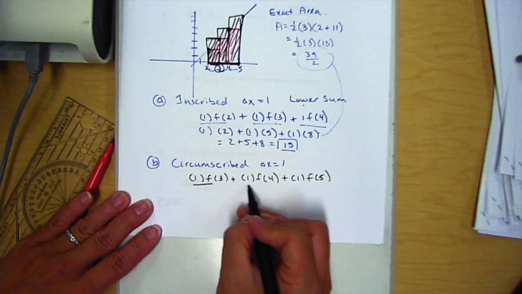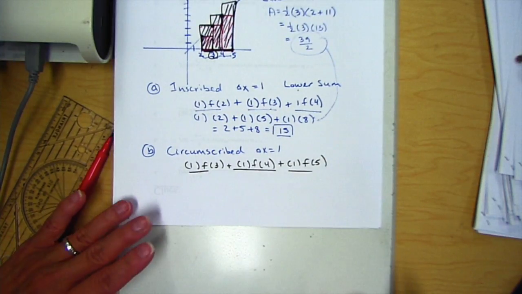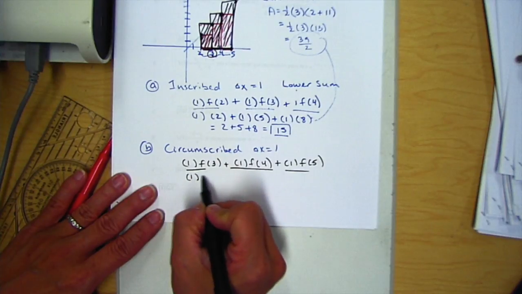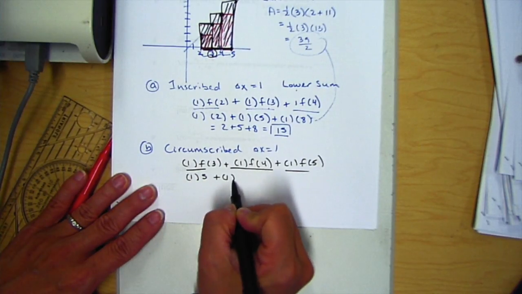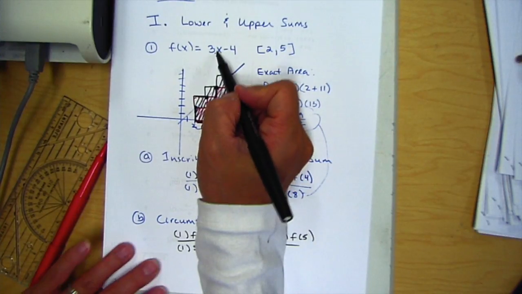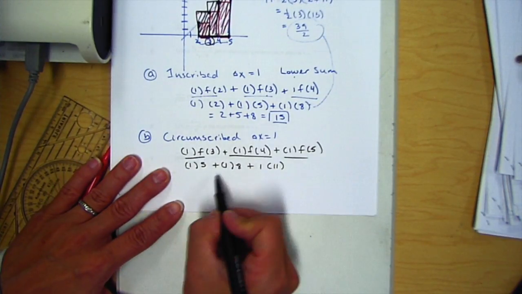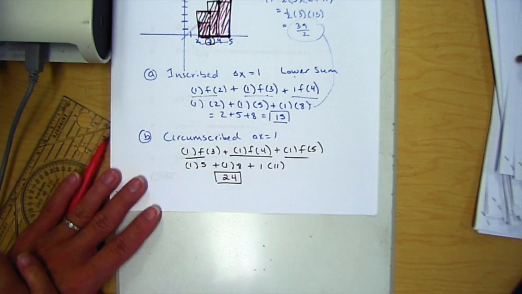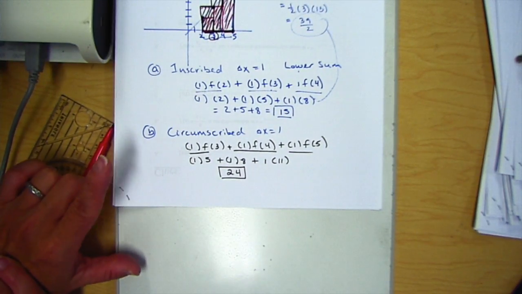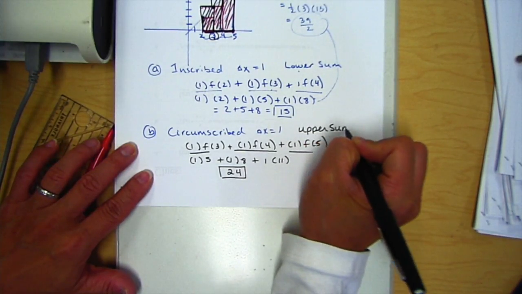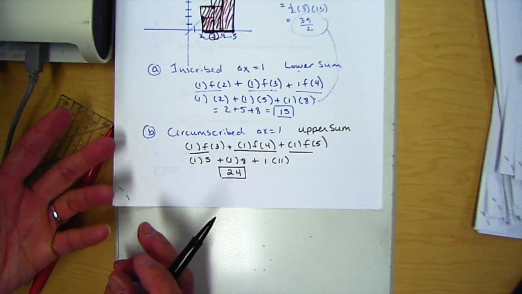Again, notice I still have 3 rectangles that I'm working with. Let's evaluate this. f of 3 was 5, f of 4 was 8, and f of 5, if I plug in 15 minus 4, is 11. So I have 13 plus 11, which is going to be 24. This is an overestimate. So for this particular case, this would be an upper sum, and we're using circumscribed rectangles.